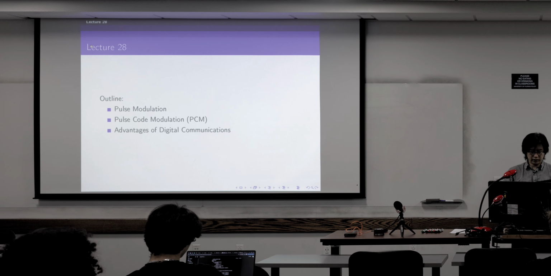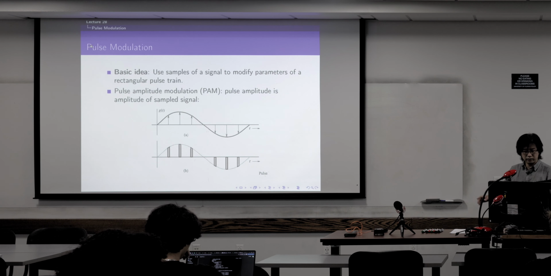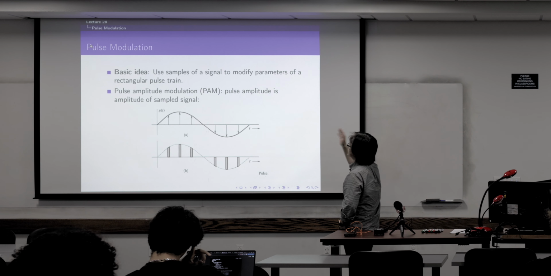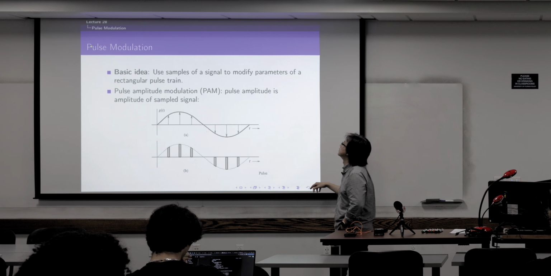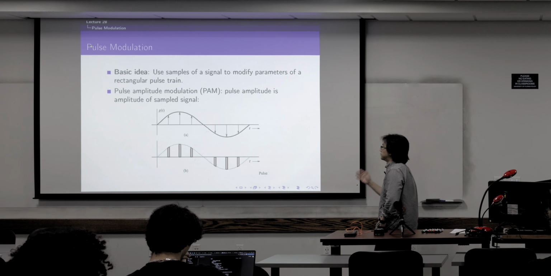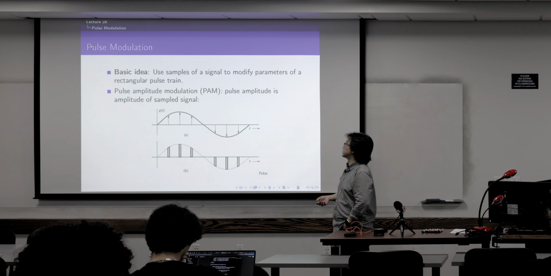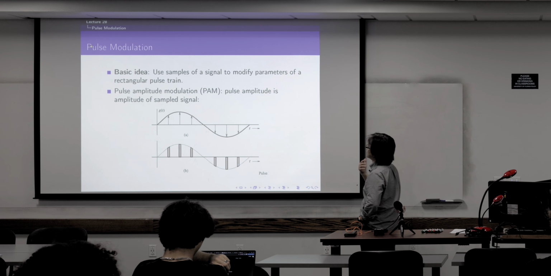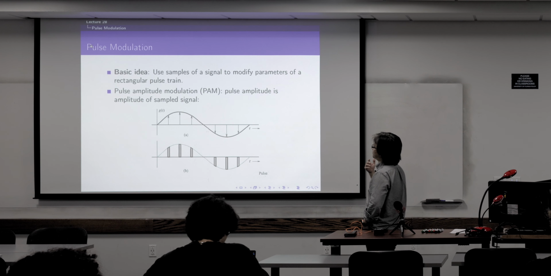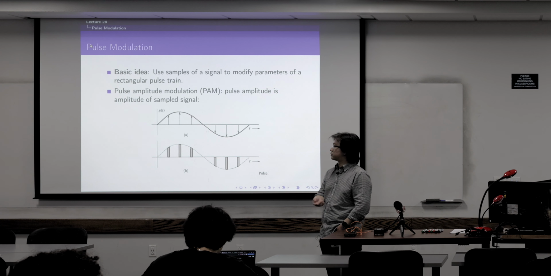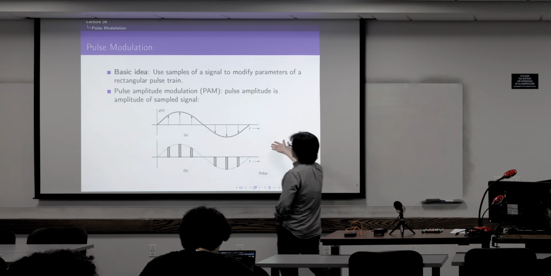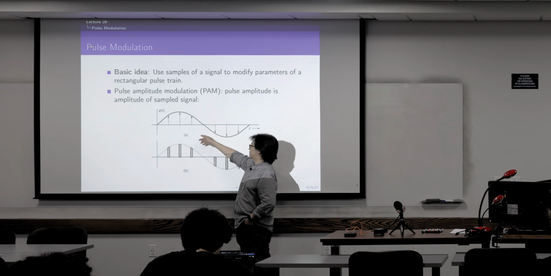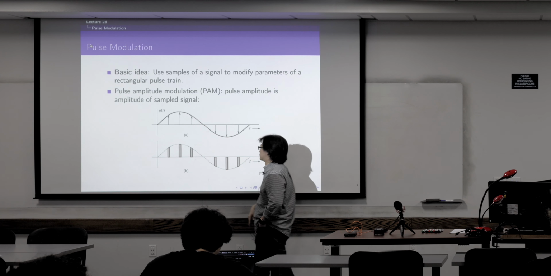Let's see what we covered in the previous lecture. Basically, in the previous lecture, we officially went into the regime of digital communication. We talked about pulse modulation, meaning that we use samples of a signal to modify parameters of a rectangular pulse train, like this. This means we use the magnitude to represent a signal.